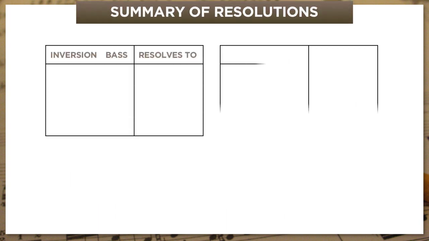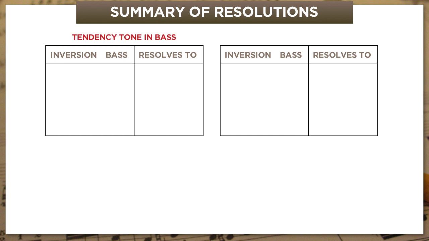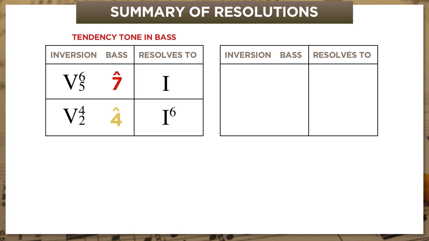So let's summarize what we just learned. On the one hand, we've got the inversions of 5-7 that have tendency tones in the bass, so we only have one resolution option. There's 5-6-5, which has scale degree 7 in the bass, and that resolves to tonic. There's 5-4-2, which has scale degree 4 in the bass, which always resolves to 1/6. And then there's 5-4-3, whose bass is not a tendency tone, scale degree 2, and that gives us two options. It can go down, giving us a root position tonic, or up into a 1/6.